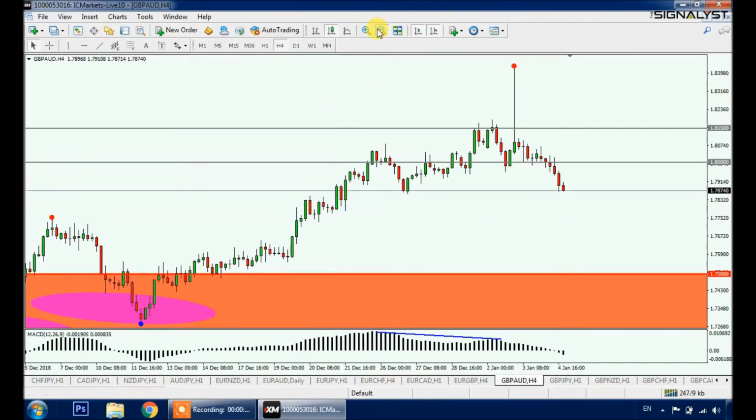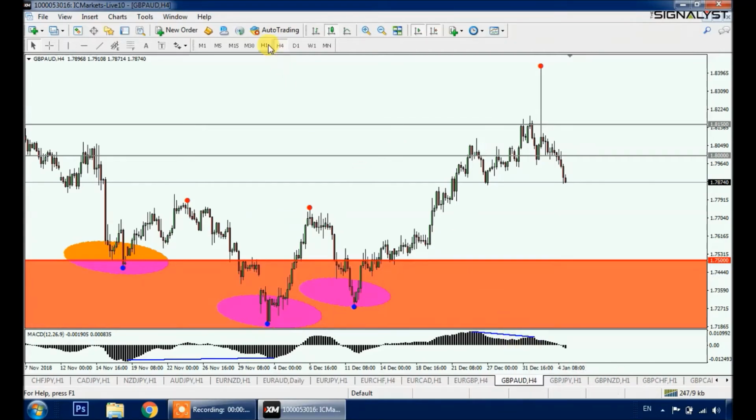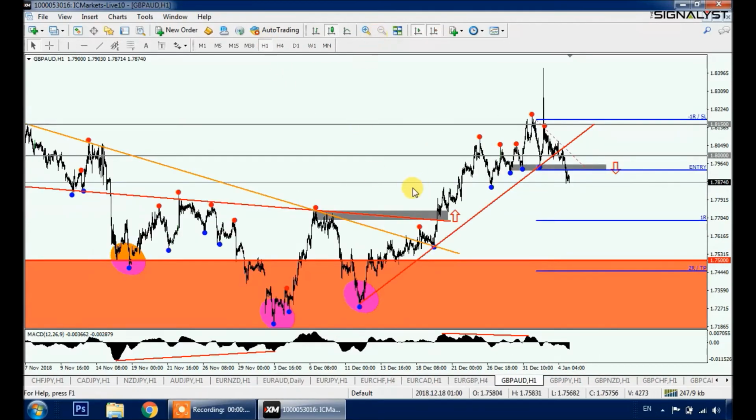On H4 time frame we have a 1 histogram divergence, and on H1 we had this entry opportunity 2 weeks ago and it hit our TP last week, so let's delete it.